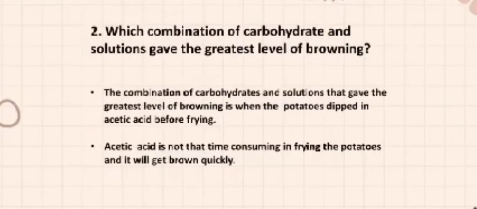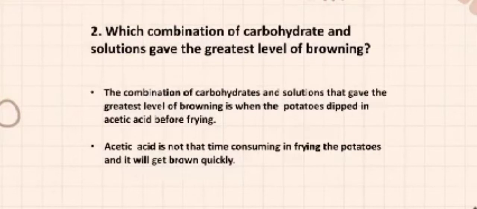Number 2. Which combination of carbohydrates and solutions gave the greatest level of browning? Based on our observations, the combination of carbohydrates and solutions that gave the greatest level of browning is when the potatoes are dipped in acetic acid before frying. Due to the fact that among the 3 solutions, acetic acid is not that time-consuming in frying the potatoes, and it will get brown quickly.